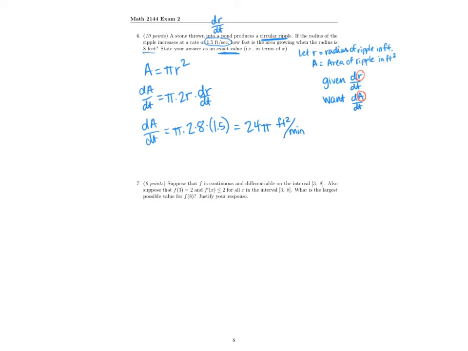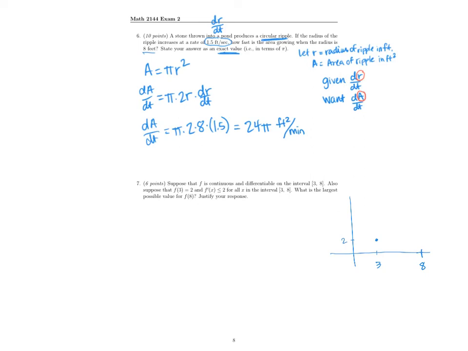All right, so the last one says I have a function that's continuous and differentiable on the interval from 3 to 8. I'm just going to draw this out because I think it might help us later. 3 to 8. And I have that f of 3 is 2. So that is a point on my function f. Also, I know that the derivative is less than or equal to 2. That tells me that the slope of my function is less than or equal to 2. Then it says, what is the largest possible value for f of 8?